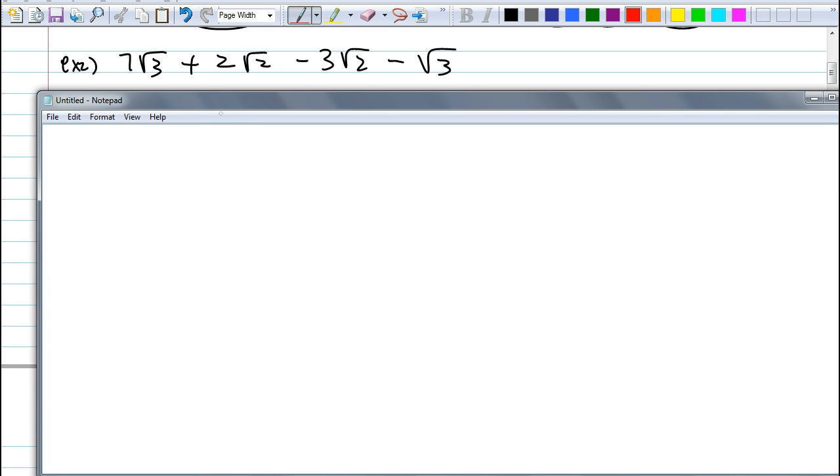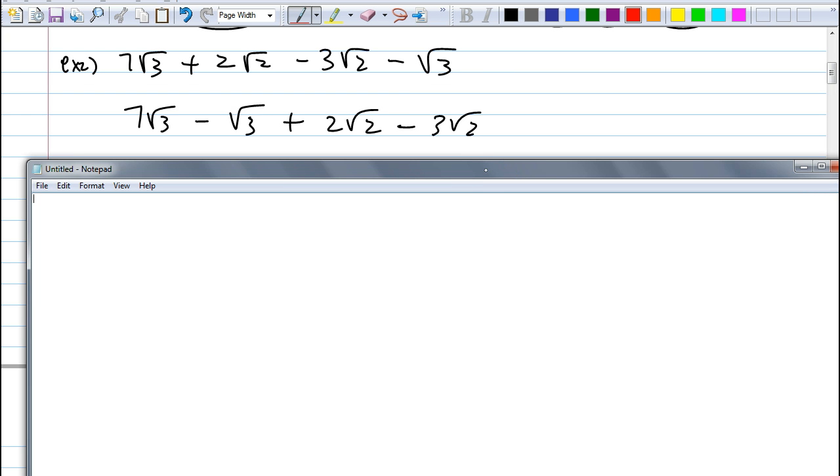Example 2, we now have 7 rad 3 plus 2 rad 2 minus 3 rad 2 minus rad 3. But you could think of this rad 3 as what? Like x and rad 2 as y. You see how you have different sort of variable? Even you could just think of it that way. Go ahead, everybody try. You should be all able to simplify this. I'll wait. Okay, is it okay if I rearrange them this way? 7 rad 3 minus rad 3, plus 2 rad 2 minus 3 rad 2. Is that okay? Right, so there is really an invisible 1 here.